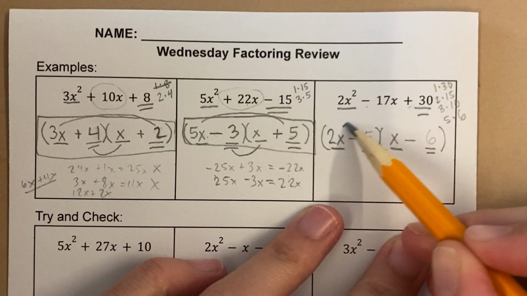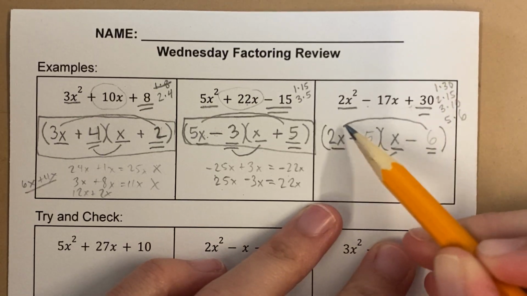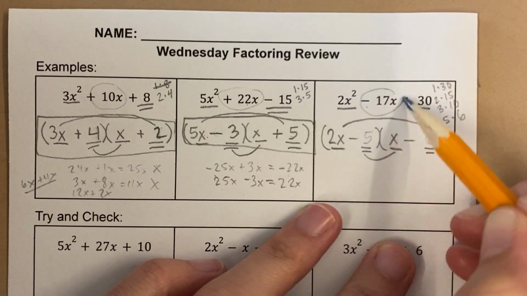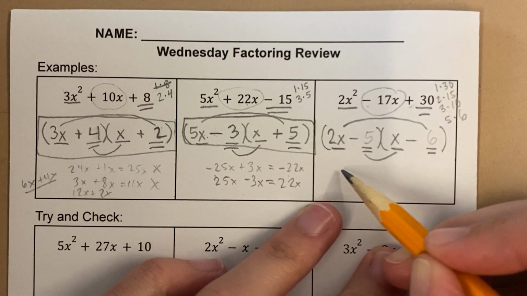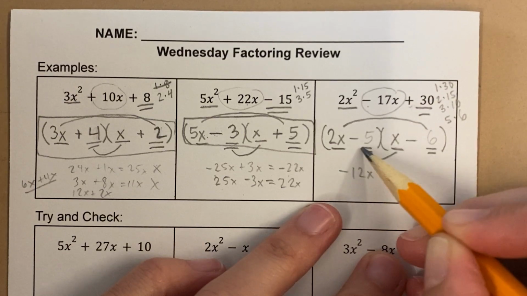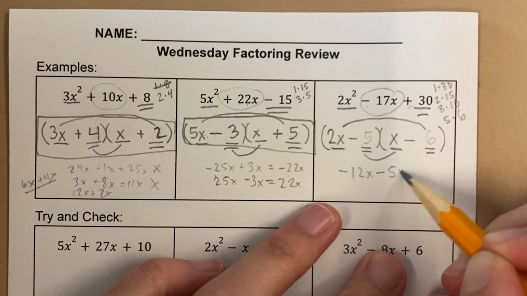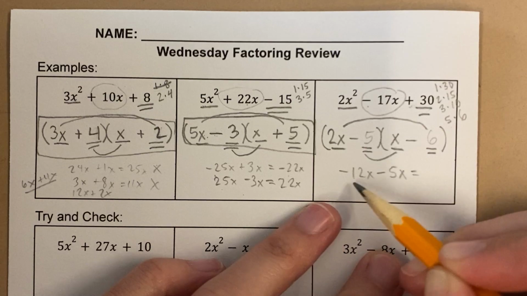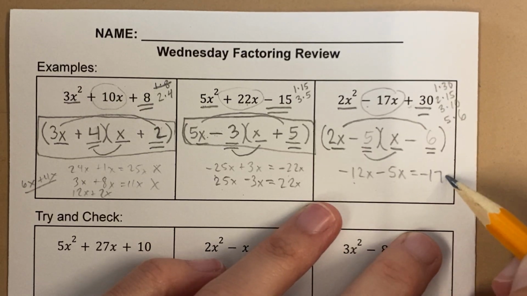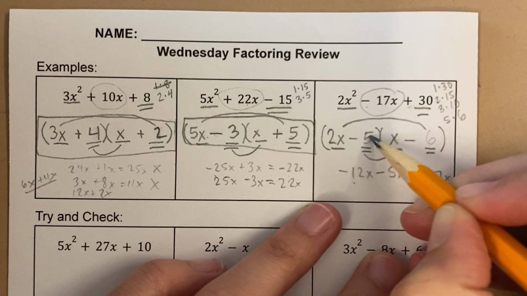So 2x, so remember it's this times this plus this times this has to equal this. Okay, 2x times negative 6, that's negative 12x. Negative 5x, let's see, that's negative 12 plus 5 more negatives, that's negative 17. And I got it. Look, that was lucky.